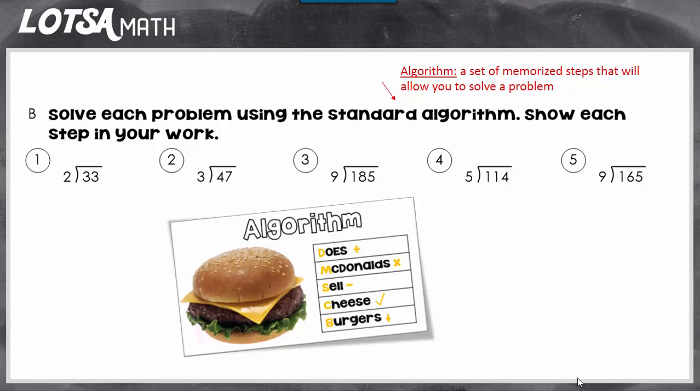What we're going to be doing uses the same algorithm that we've been working with. It's just the number of times we go through the steps that changes. And that depends on the number of digits that will be in the quotient. The number of digits in the quotient will tell you the number of times you need to go through the steps to solve the problem.